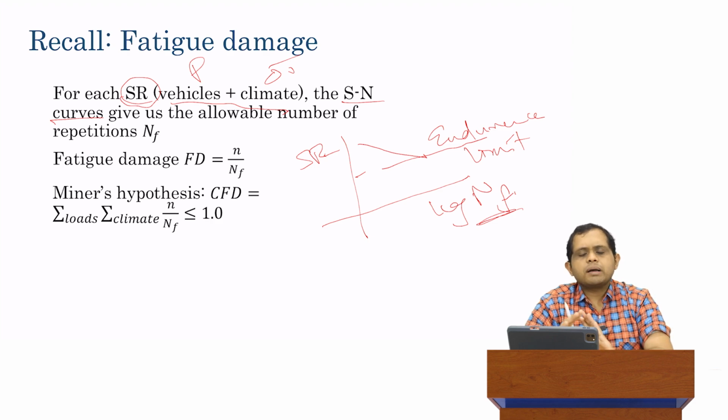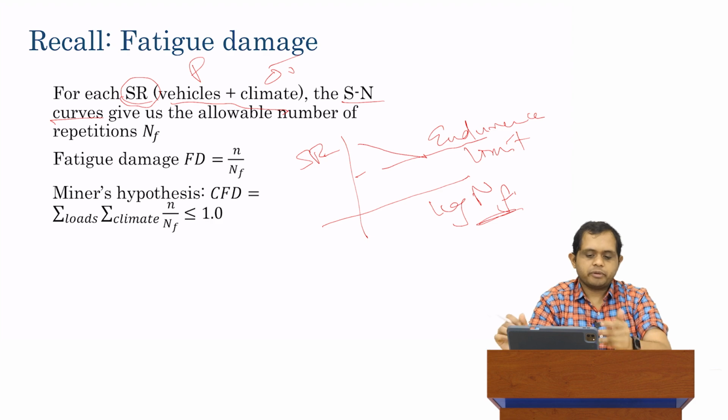Some SN curves or some fatigue models have endurance limits, some don't. So the Indian practice is to have an endurance limit. The US practice is to not have an endurance limit for rigid pavements.